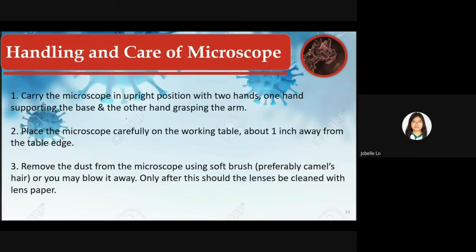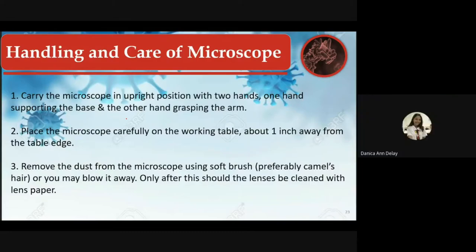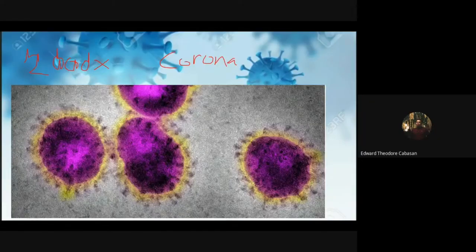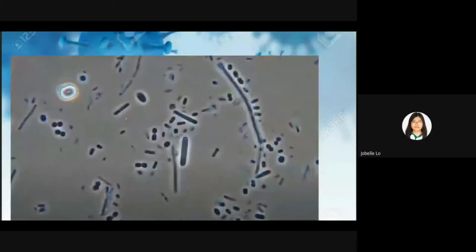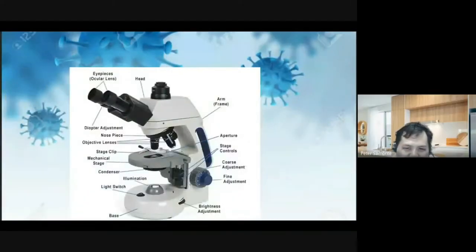So that it won't fall, sir. It's a support. If I hold the bottom, there's still support. So why do we need to include the arm? Balance, sir. Okay, balance. Okay, what else? Protect my objectives. Okay, to protect the objectives. Something to hold on to. Ah, something to hold on to. Okay, so this will be your arm, class.